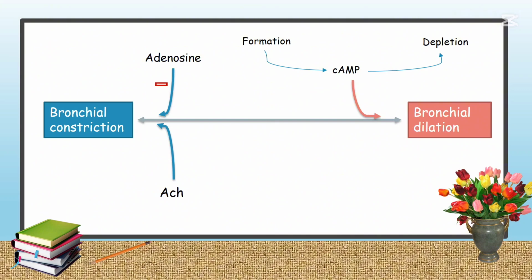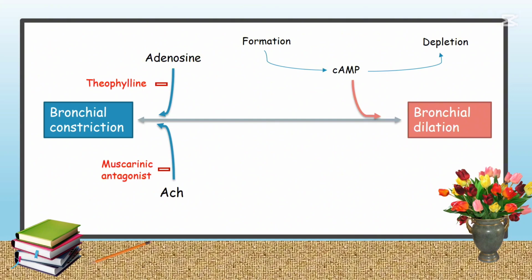Adenosine stimulates bronchial constriction, but this effect can be blocked by theophylline, a drug that acts as an adenosine receptor antagonist. Acetylcholine, released from parasympathetic nerves, also promotes constriction. However, this pathway can be inhibited by muscarinic antagonists, which block the action of acetylcholine on muscarinic receptors.